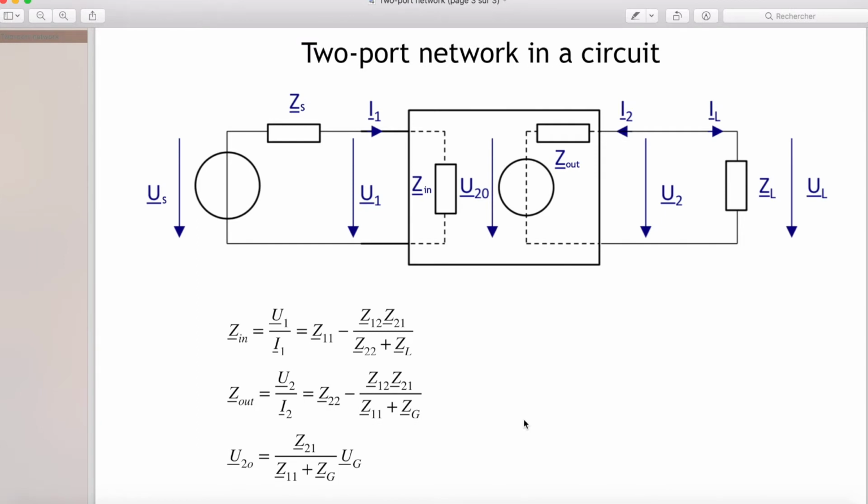Here we have the representation of a two-port network in a circuit with on the left a source represented by its Thevenin equivalent circuit and on the right a load represented by its input impedance. For the two-port network, we have three parameters. Zin is the input impedance and is equal to U1 out of I1 and equal to this if you know the impedance parameters we have seen.